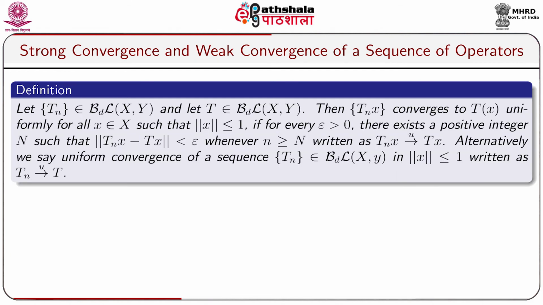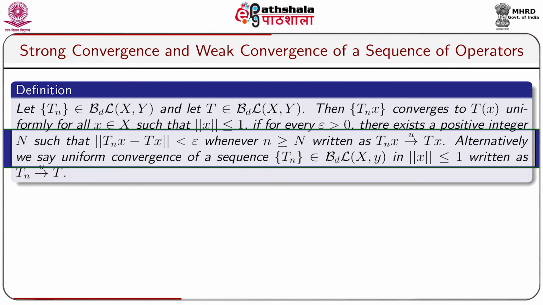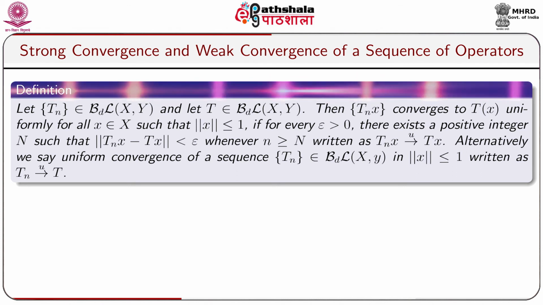Let us take a definition. Let the sequence Tn belong to B(X,Y) and let T belong to B(X,Y). Then the sequence Tn x converges to Tx uniformly for all x belongs to capital X such that norm x is less than or equal to 1, if for every epsilon greater than 0, there exists a positive integer capital N such that norm Tn x minus Tx is less than epsilon whenever n is greater than or equal to capital N, written as Tn x goes to Tx uniformly. Alternatively, we say uniform convergence of a sequence of bounded linear operators Tn belongs to B(X,Y) in norm x less than or equal to 1, written as Tn converges to T uniformly.